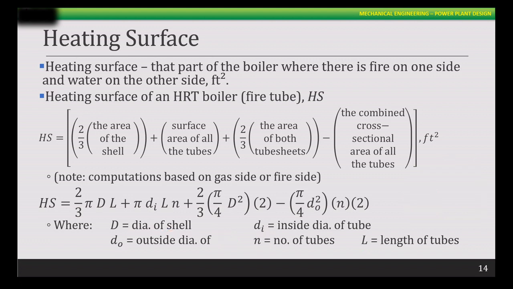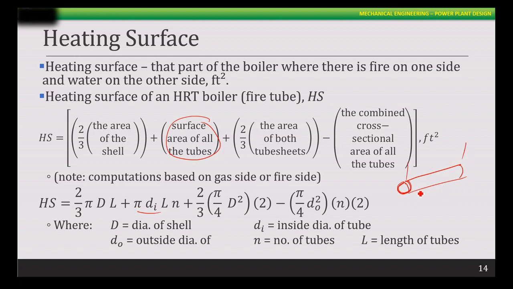Okay, now the first is 2/3 of the area of the shell. So 2/3 pi D L. Okay? Of course, the length of the tube is equal to the length of the shell. Okay, and then the surface area of all the tubes: pi D, looking at the tube, so pi times the area, times L.